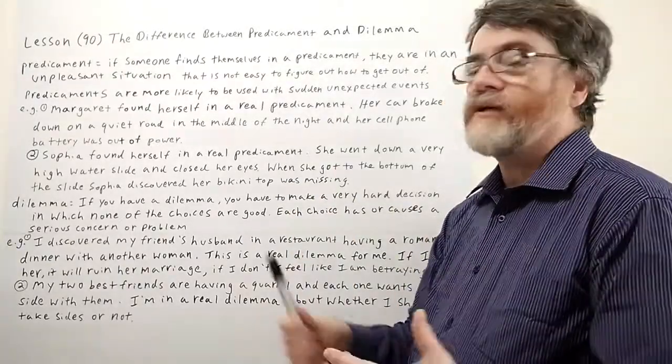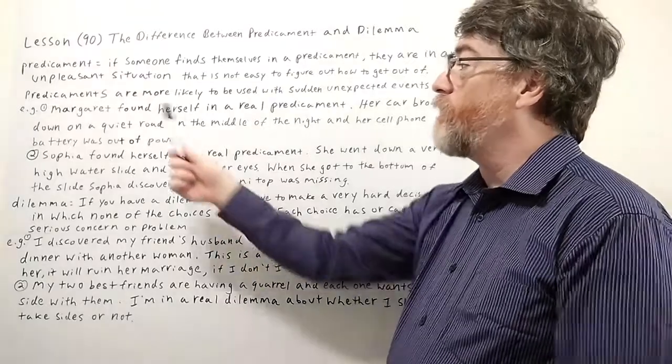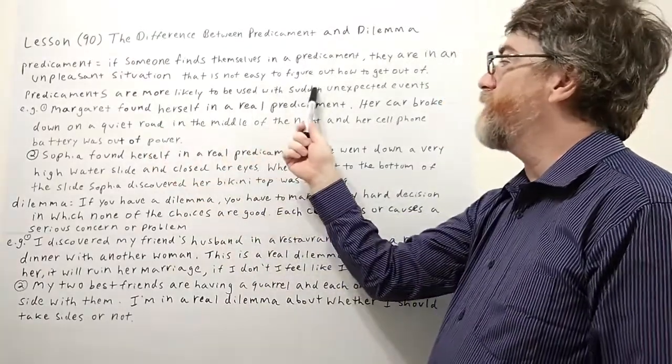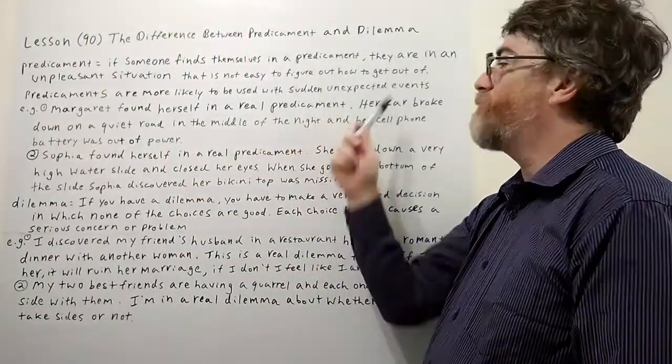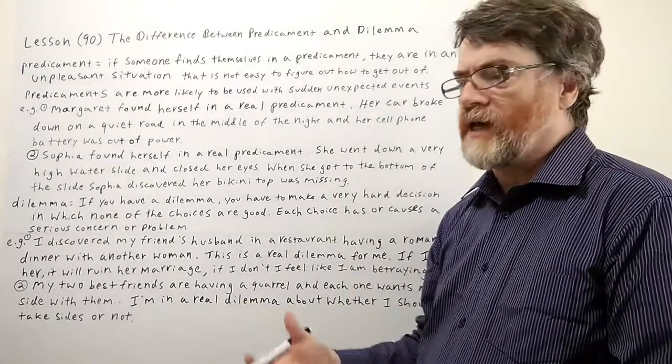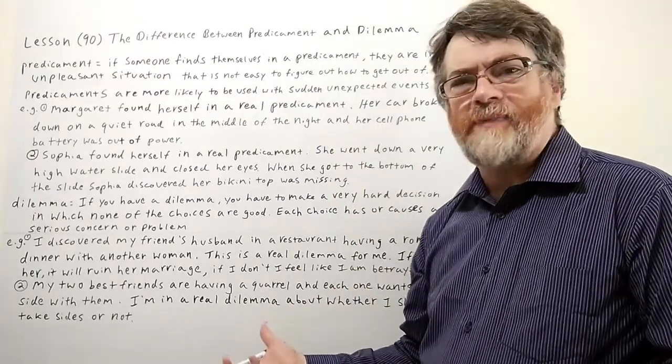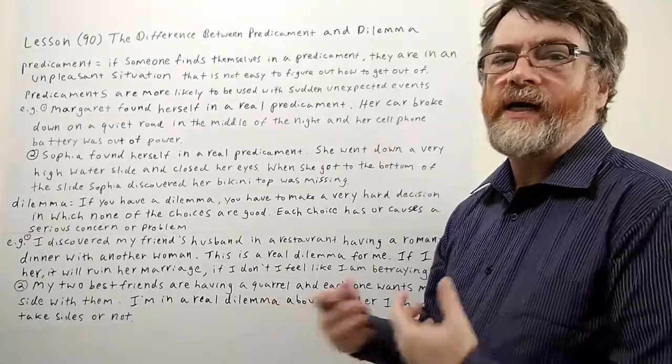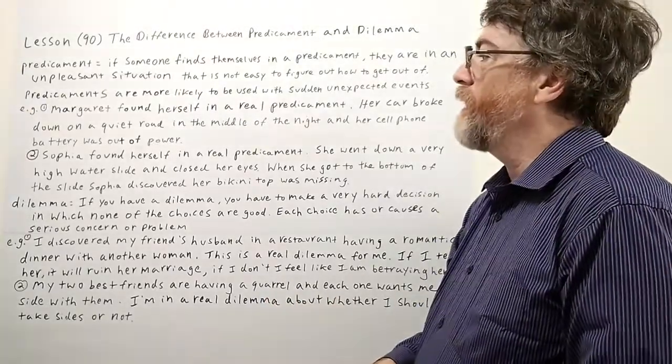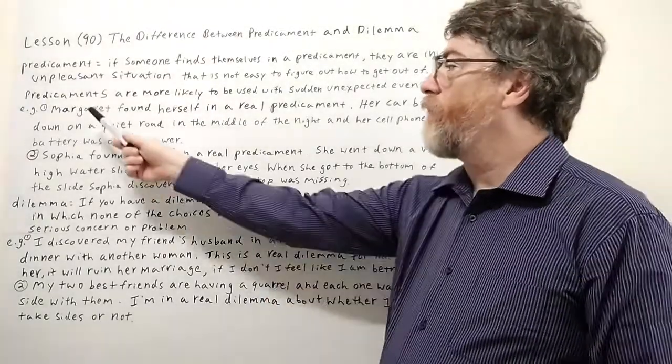Let's look at this note. Predicaments are more likely to be sudden, unexpected events. Something that just kind of happens, and you ask yourself, how did I end up in this situation? How did this happen? That's more like a predicament. So let's look at example number one.